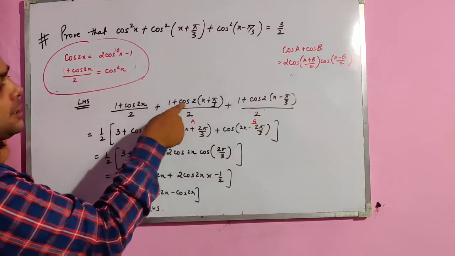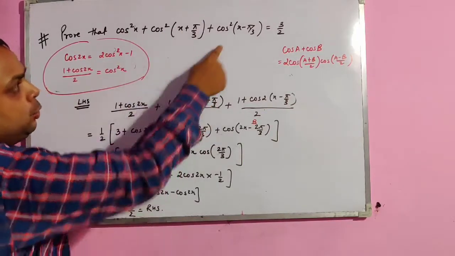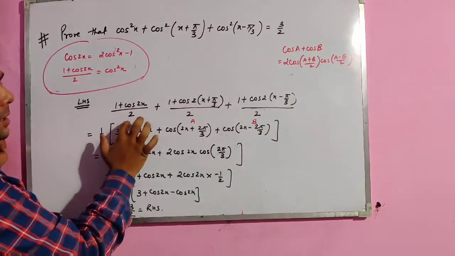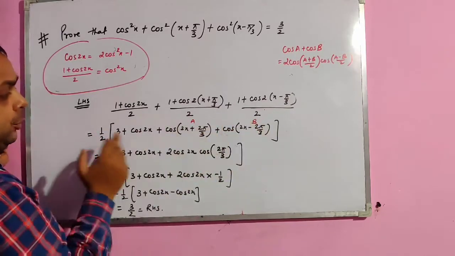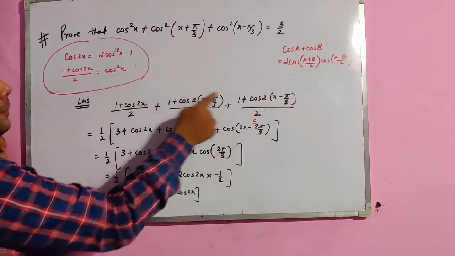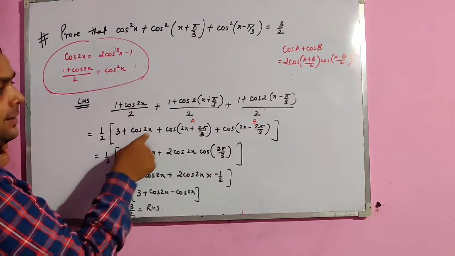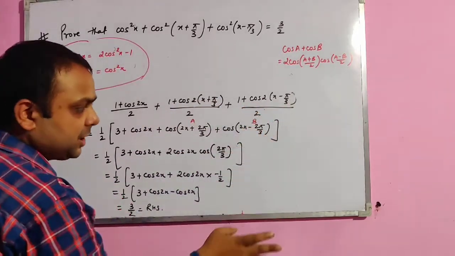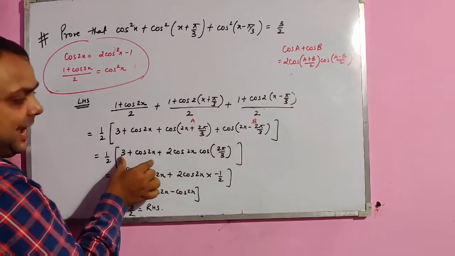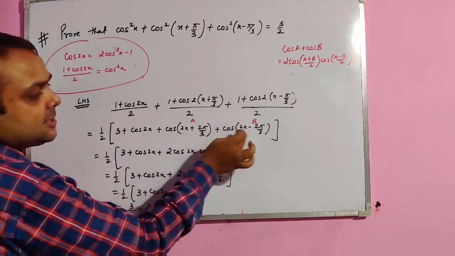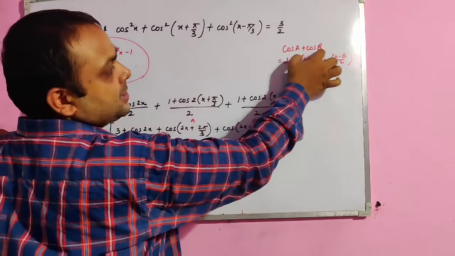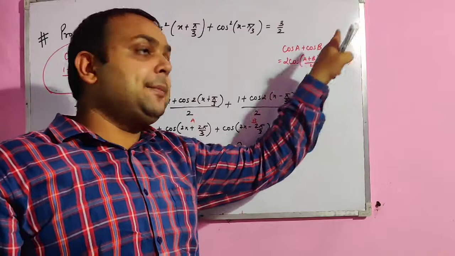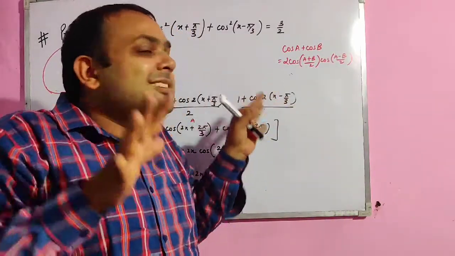In this place, 1 plus cos of 2 times the whole angle, by 2. In this place also, 1 plus cos of 2 times the whole angle, by 2. The 2 is the LCM, 1 by 2 comes outside, 1 plus 1 plus 1, which is 3. This is cos 2x, and the other two are cos of the whole multiplication. Now these two terms are as they are, this is cos A and this is cos B. So the formula of cos A plus cos B is 2 cos of (A plus B) by 2 times cos of (A minus B) by 2. All are just identities.